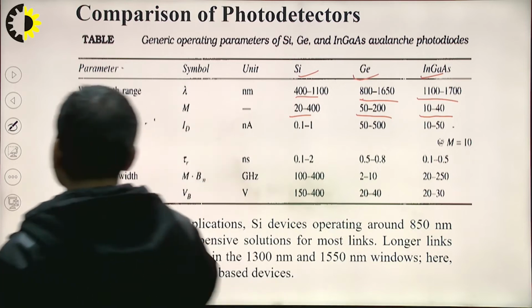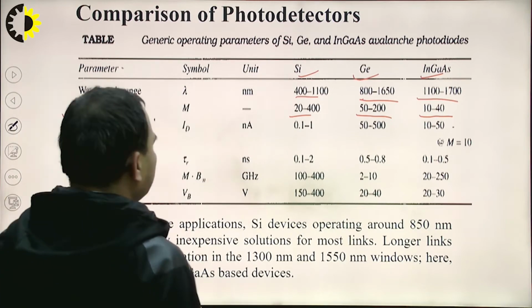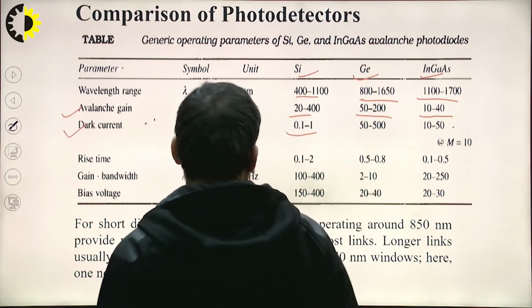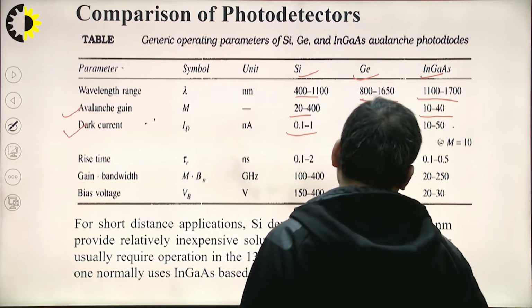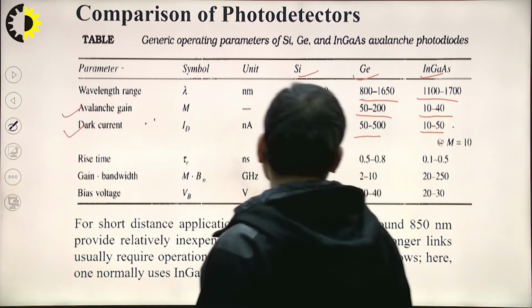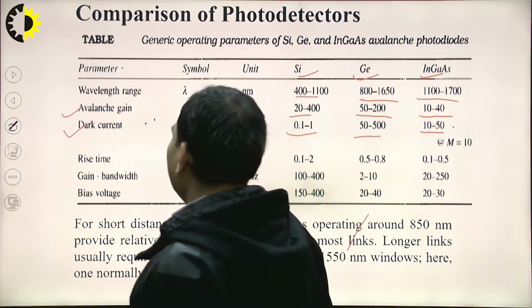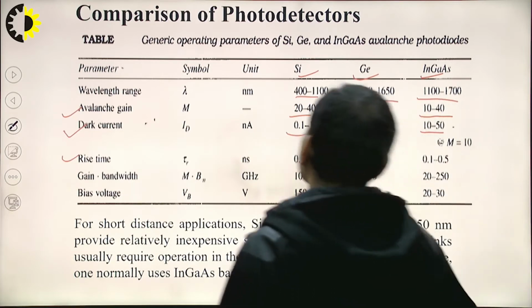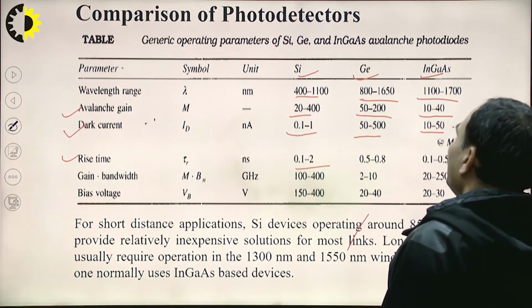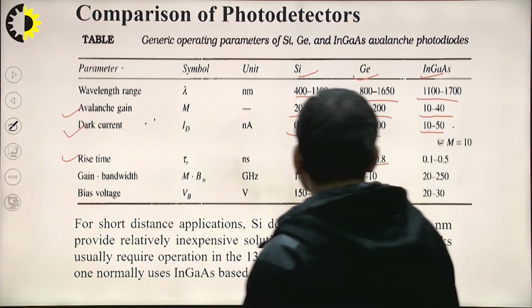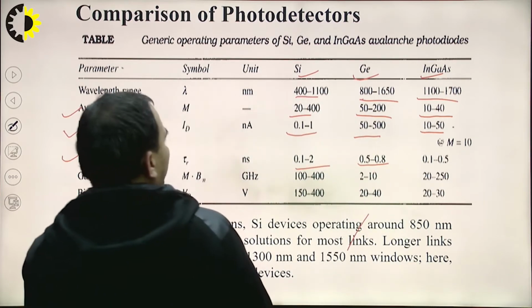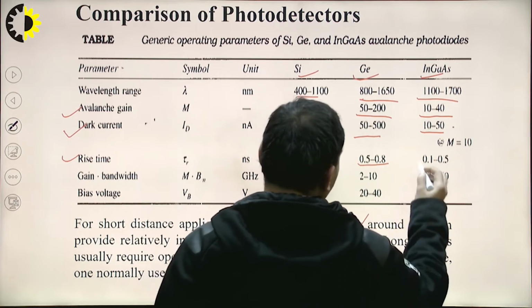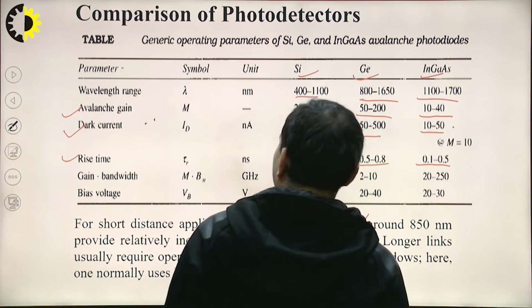When we are talking about the dark current, that is ID in nanoamperes, for silicon it is 0.1 to 1, germanium 50 to 500, indium gallium arsenide is ranging from 10 to 50. When we are talking about the rise time, that is tau r in nanoseconds, it is ranging from 0.1 to 2 for silicon, and for germanium it is ranging from 0.5 to 0.8. For indium gallium arsenide it is ranging from 0.1 to 0.5.